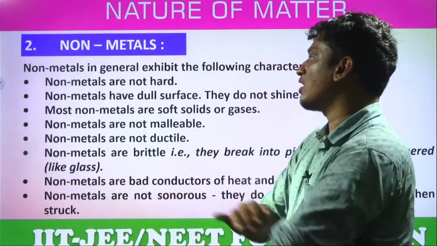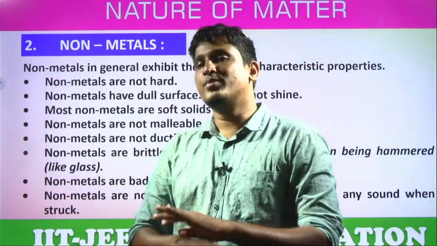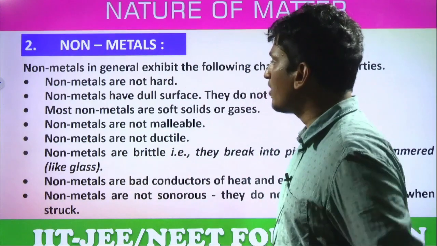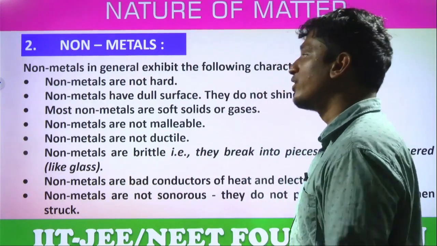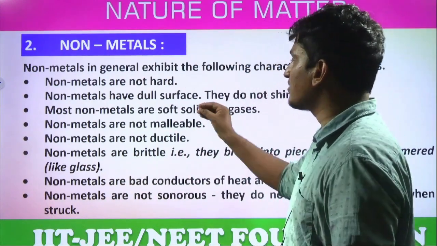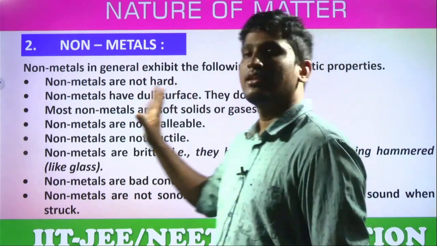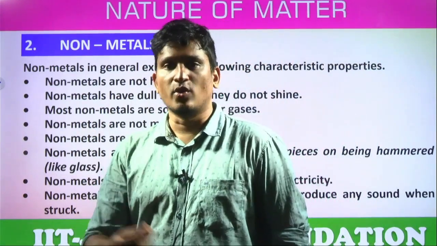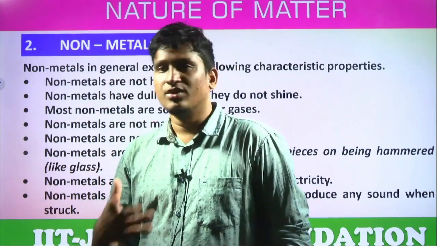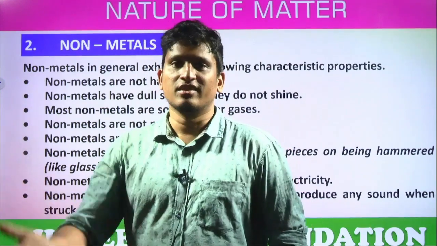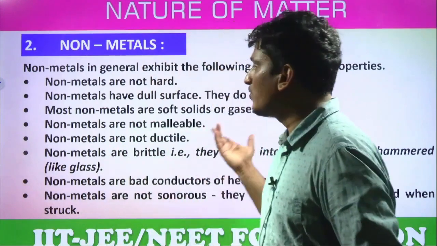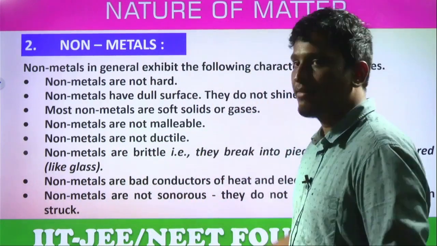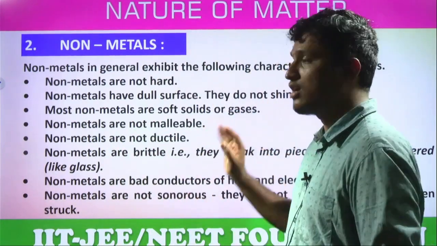Next, non-metals, students. What are non-metals? Non-metals are not hard, completely opposite to metals. Non-metals have a dull surface. They do not shine. Most non-metals are soft solids or gases. Like carbon, does it have any shiny nature? No. Sulfur, yellow powder, does it have any shiny nature? No. Oxygen is a gas, obviously. So in general, non-metals have a dull surface, they do not shine, they are soft.